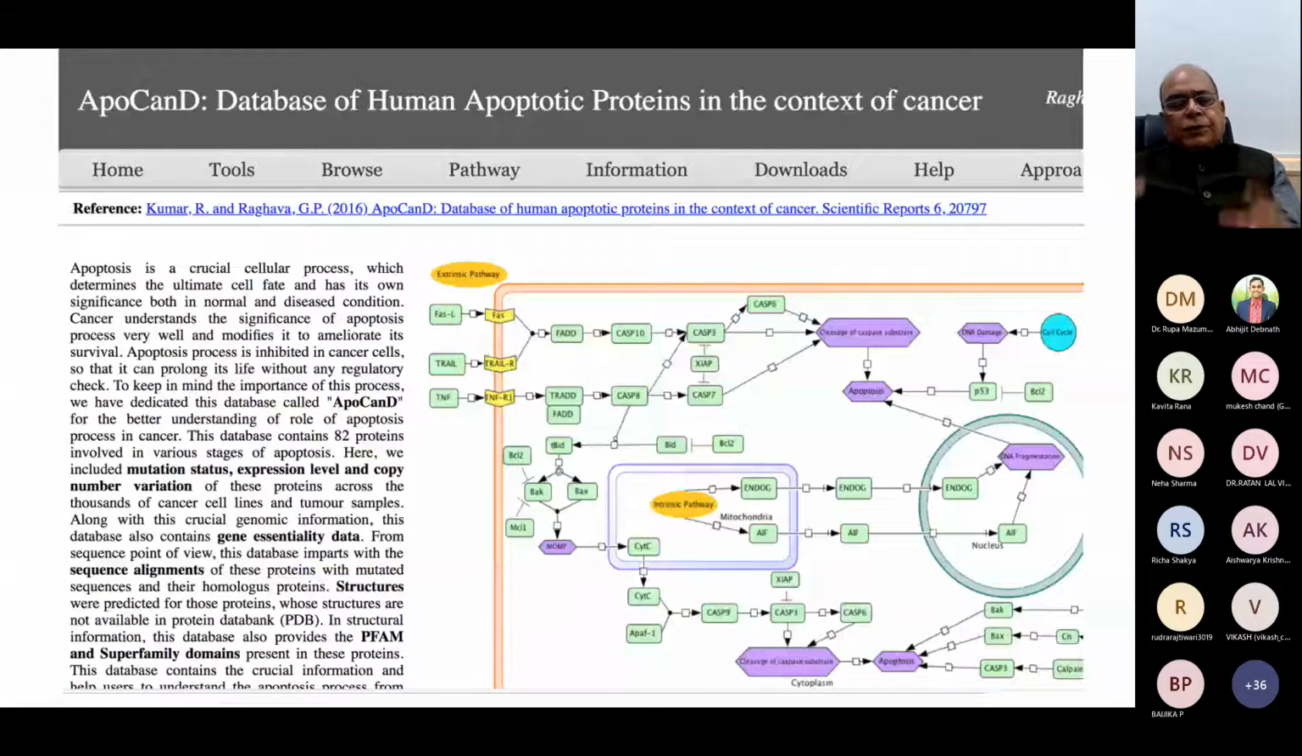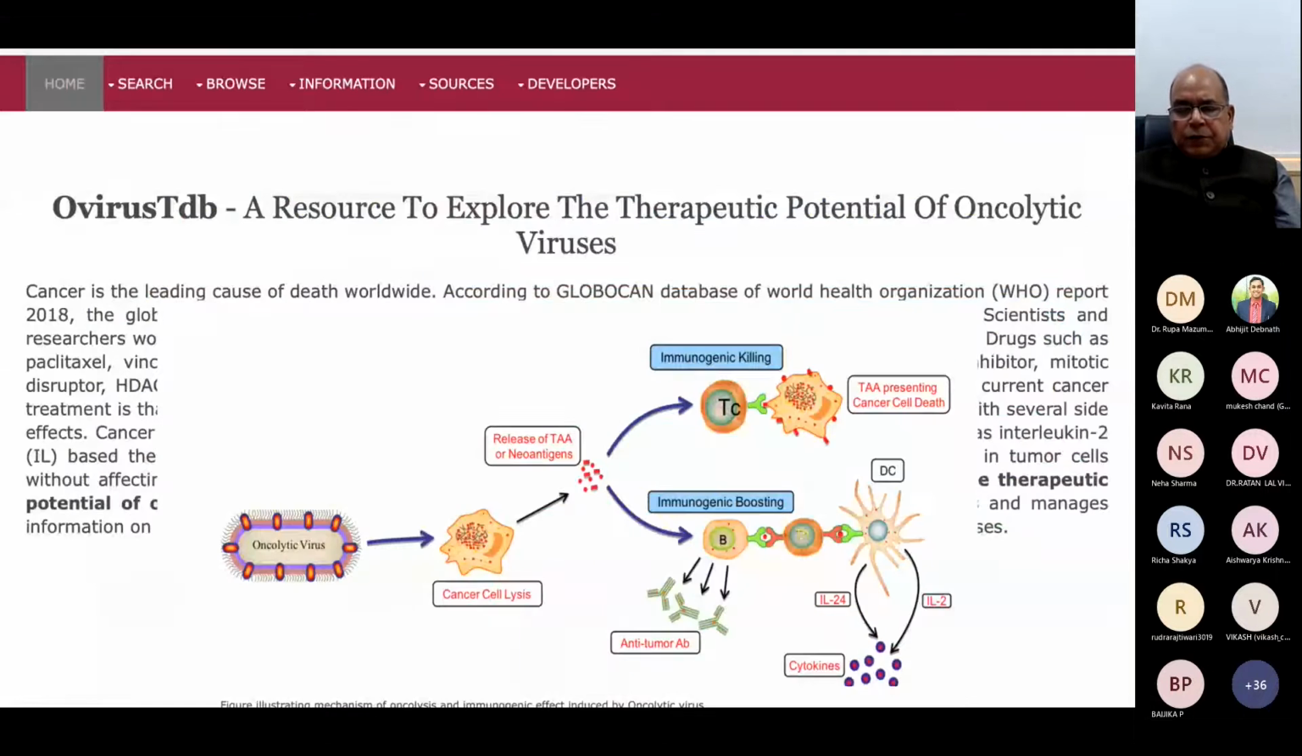Similarly, it's not practically possible to study all the pathways in detail. So we have taken one pathway called the apoptotic pathway, which is very important in cancer. And for all cancers, we have analyzed the apoptotic pathway of all cancer patients or cancer cell lines. So this is the information provided in this database, and you can use it.